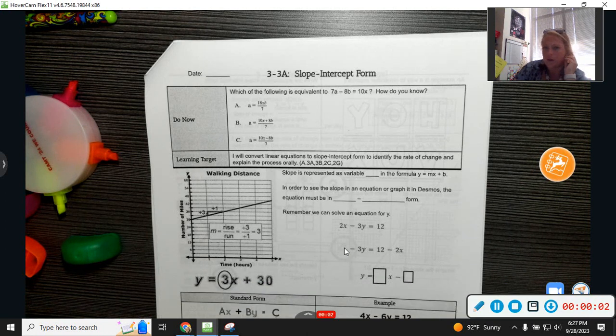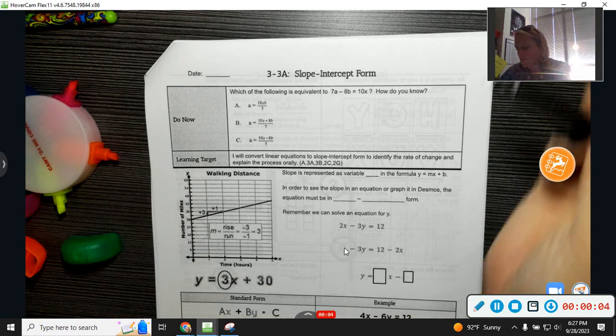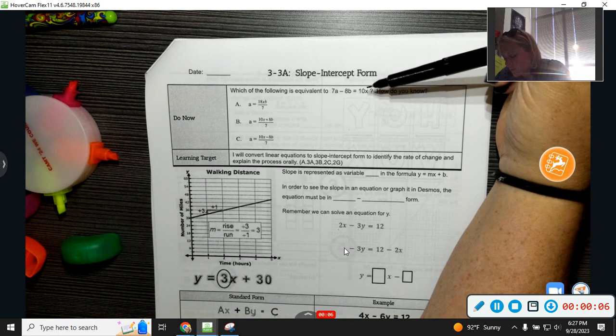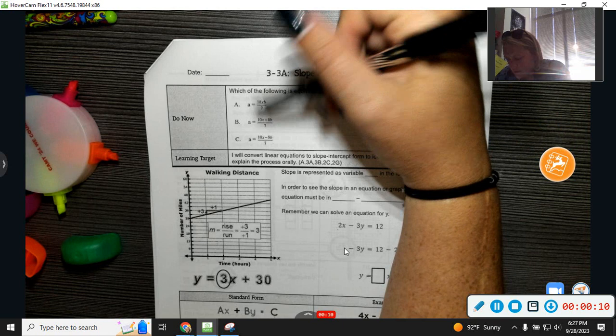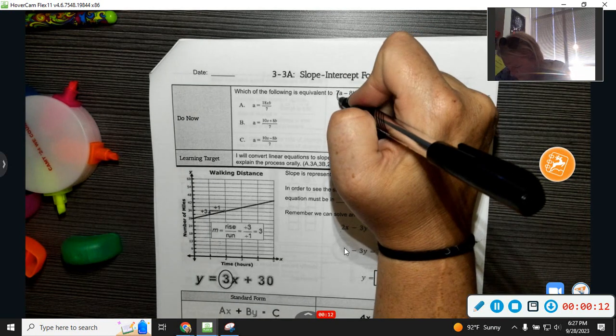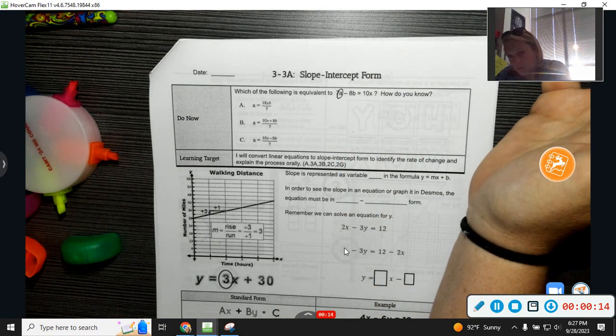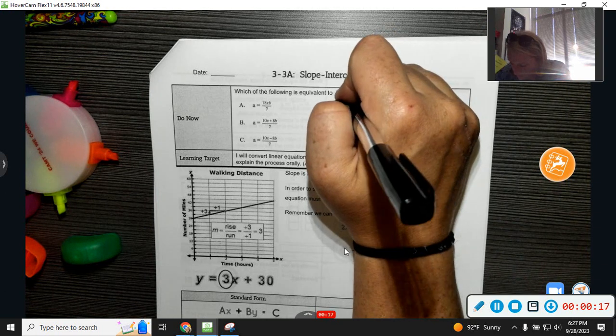Alright, so if we look at this do now, this is slope-intercept form. Which of the following is equivalent to this, and how do you know? If I look at all three of these choices, they are all solved for that a. So I need to get a by itself. So I'm going to move this 8b.